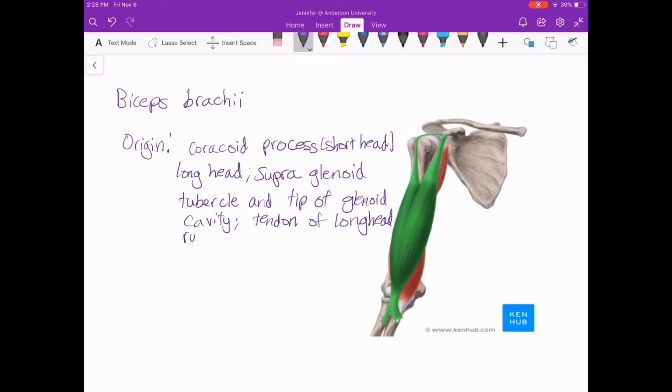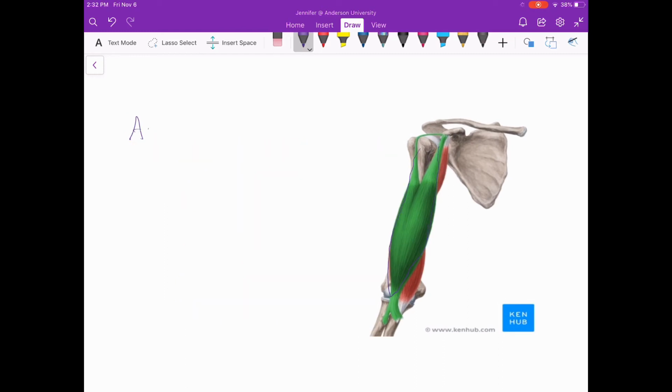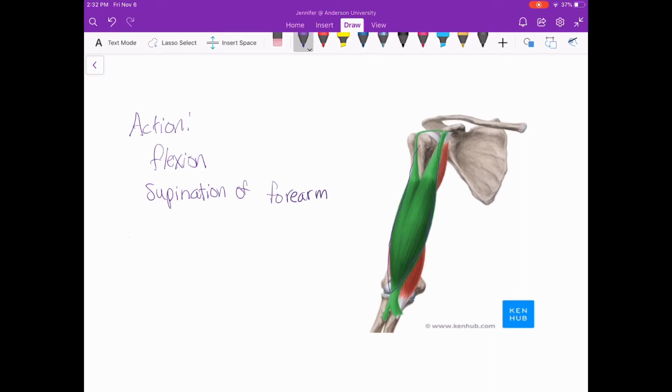And then the insertion is the radial tuberosity. So that is a lot simpler. But as you can see, if you look at the picture, you can see the biceps brachii running down to the radius, so that makes sense. The actions for this one are flexion, which is very powerful, and supination of the forearm. A saying to help remember this is it turns the corkscrew and then it pulls the cork out. And the biceps tendon acts in these motions as well.